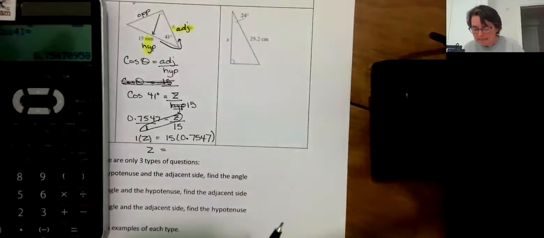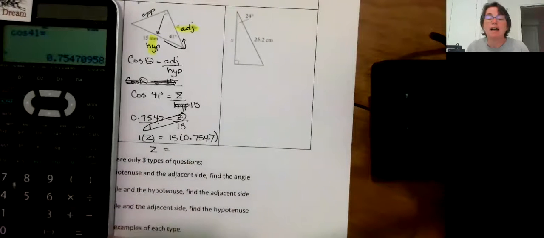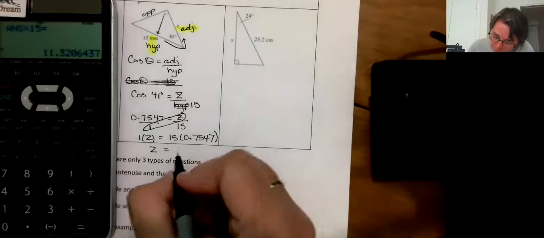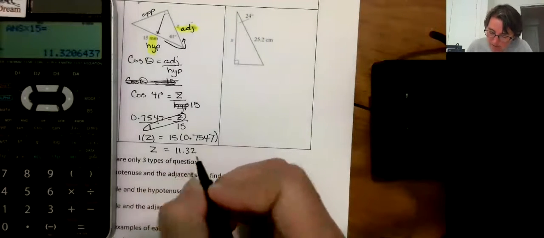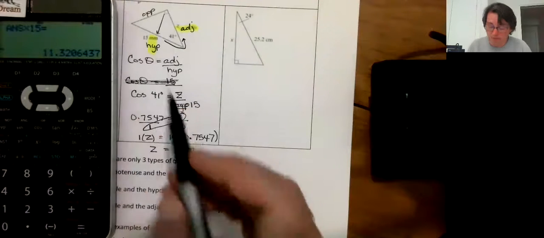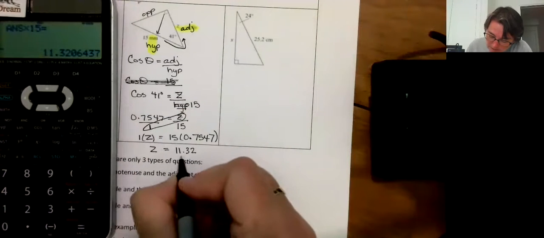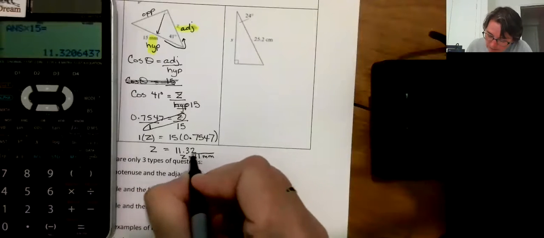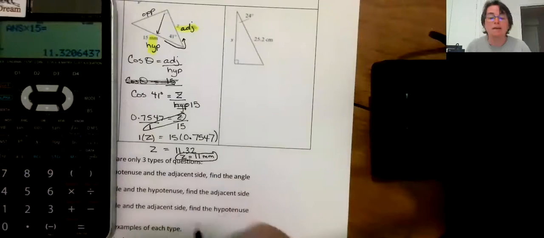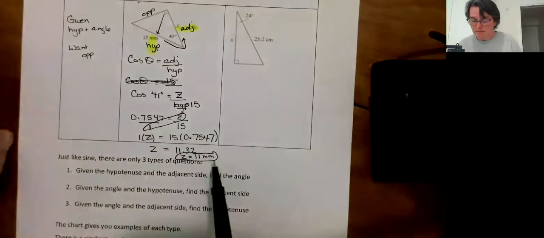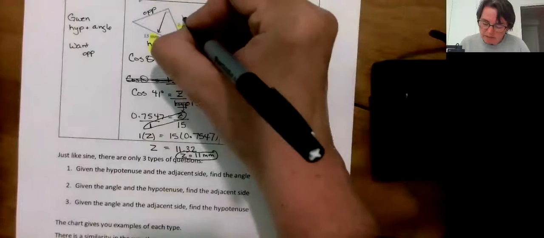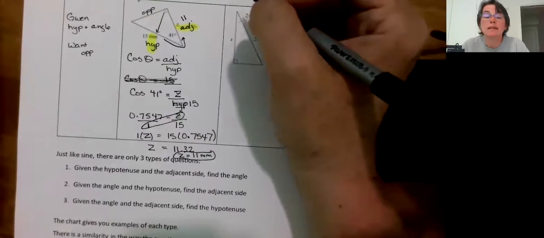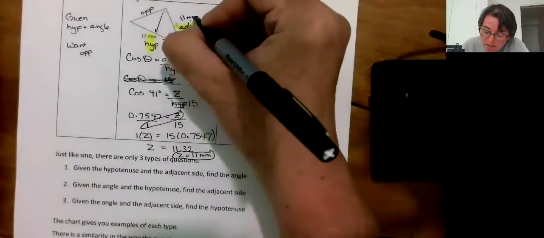Now, this is where I get lazy. This is on my calculator. I don't need to type it in again. I'm just going to multiply through by 15. And away we go. 11.32. And if I look up here, this was a whole number. So I'm going to say Z, oopsie, ran out of room, is 11. And I'm going to add millimeters because my question had millimeters in it. And if there are units, you should add units. Now, does that make sense? That seems lovely to me. Not because I like 11, but because it is shorter than the hypotenuse. I'll put millimeters there. And there we go.